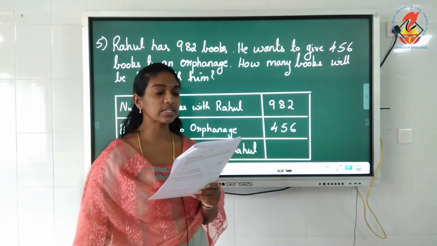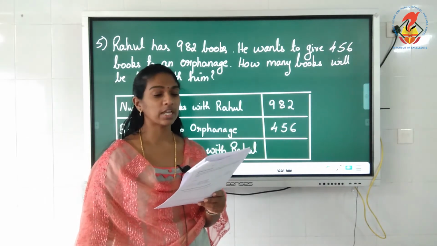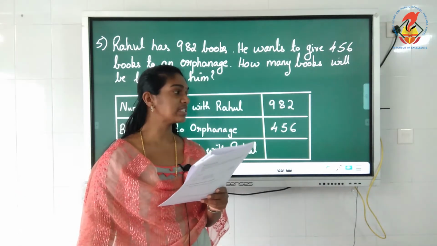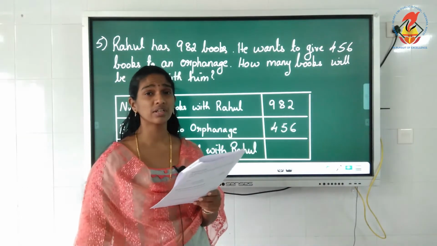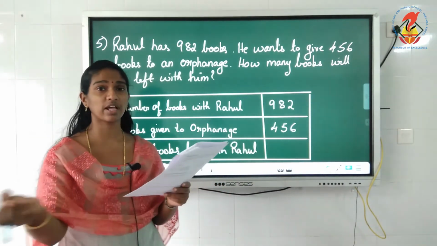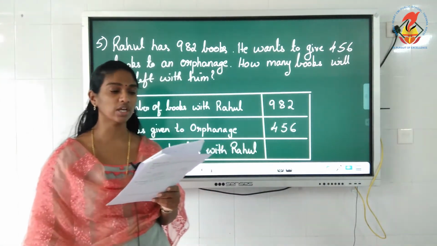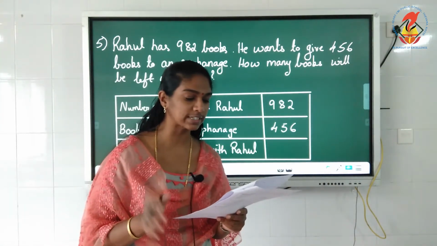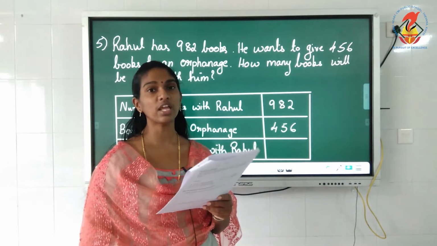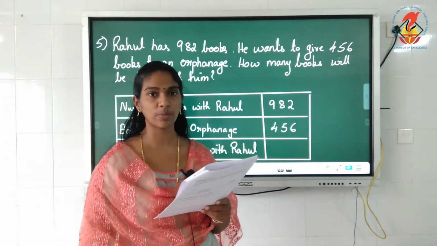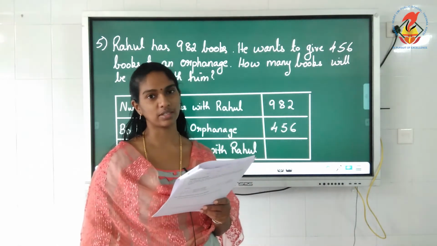Next one, fourth question. Hema had rupees 520. She spent rupees 273 on stationery. What is stationery, children? Stationery means buying pencil, rubber, sharpener, pen, all these things. Okay, all these come under stationery. She went to the shop to buy some stationery. How much money is left with Hema?